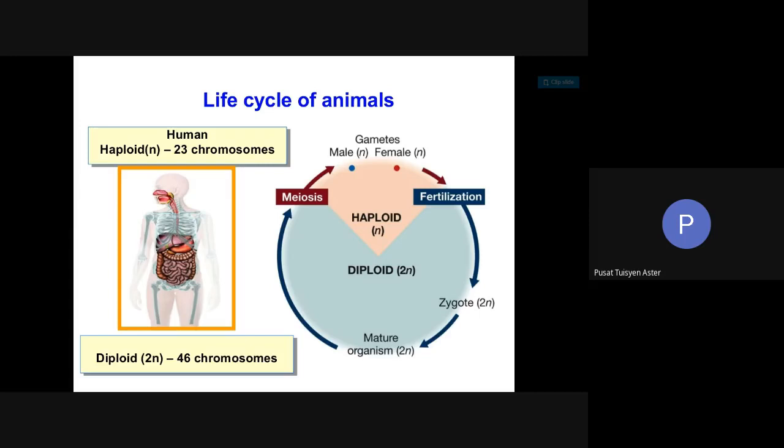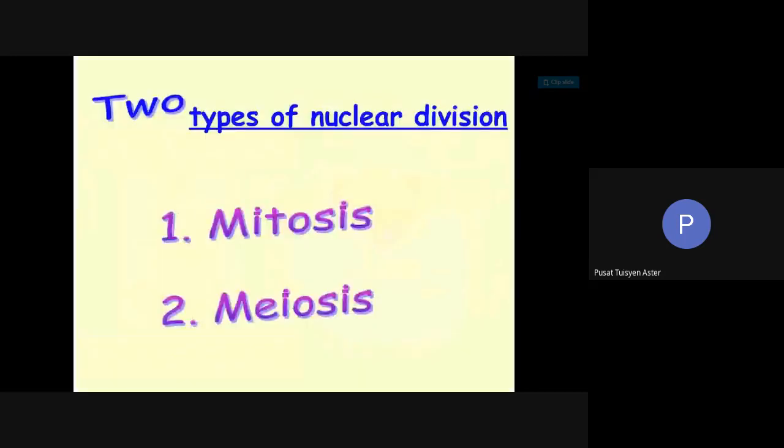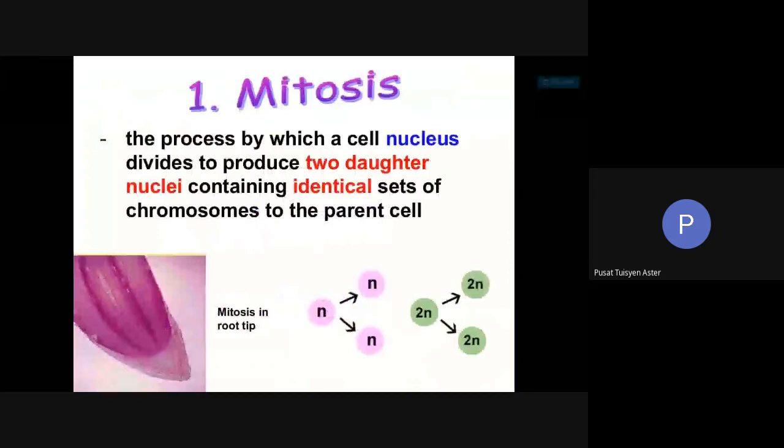Now, we have two types of nuclear division, right? By now, you should know mitosis and meiosis. What is mitosis? Mitosis is the process by which a cell nucleus divides to produce two nuclei containing identical sets of chromosomes to the parent cell. So, mitosis in a root tip, can you see? When we are enlarging it, can you see? The pink thick region is the cell. Above that, if you look into a leaf, you can't see it. But if we look into a microscope, you can see new cells being formed. So mitosis is like this. N splits into 2N, or 2N splits into 2N. This is replicating and duplicating.